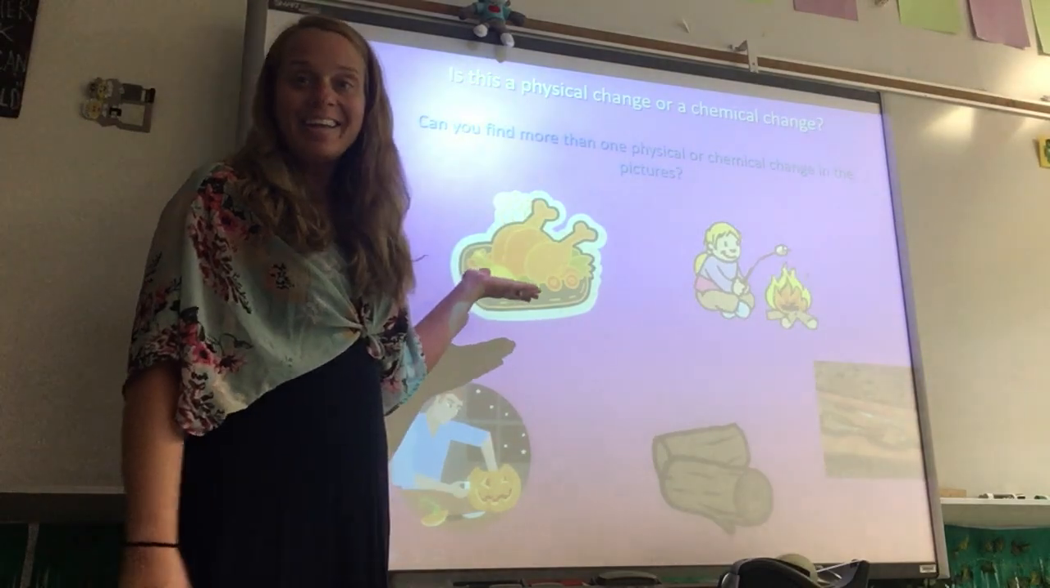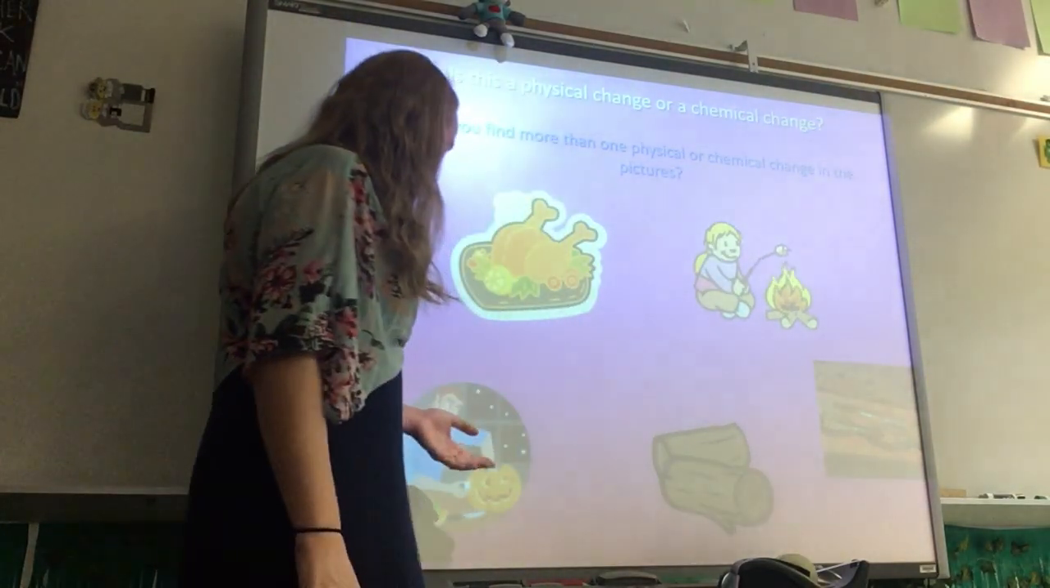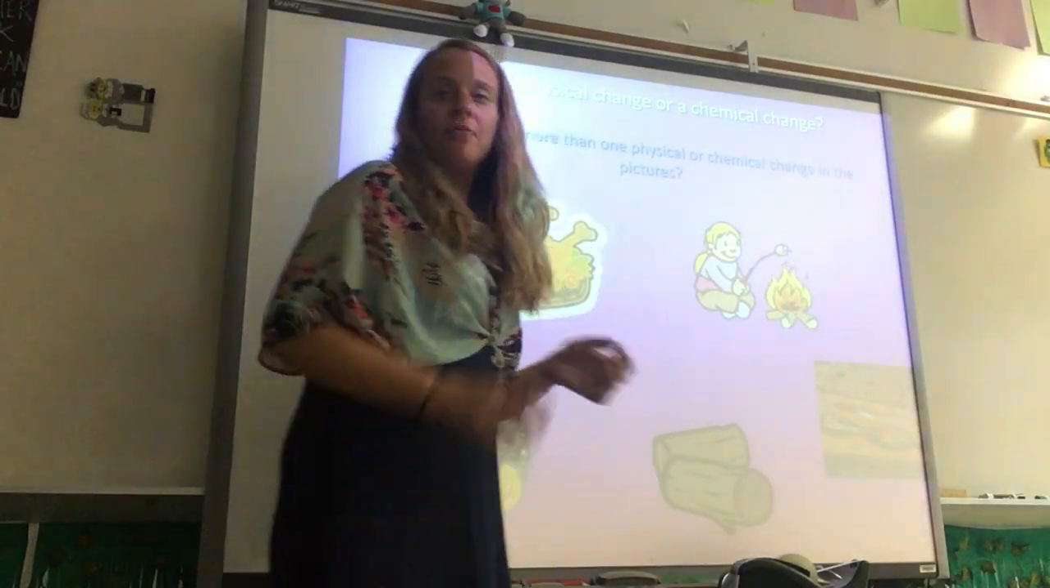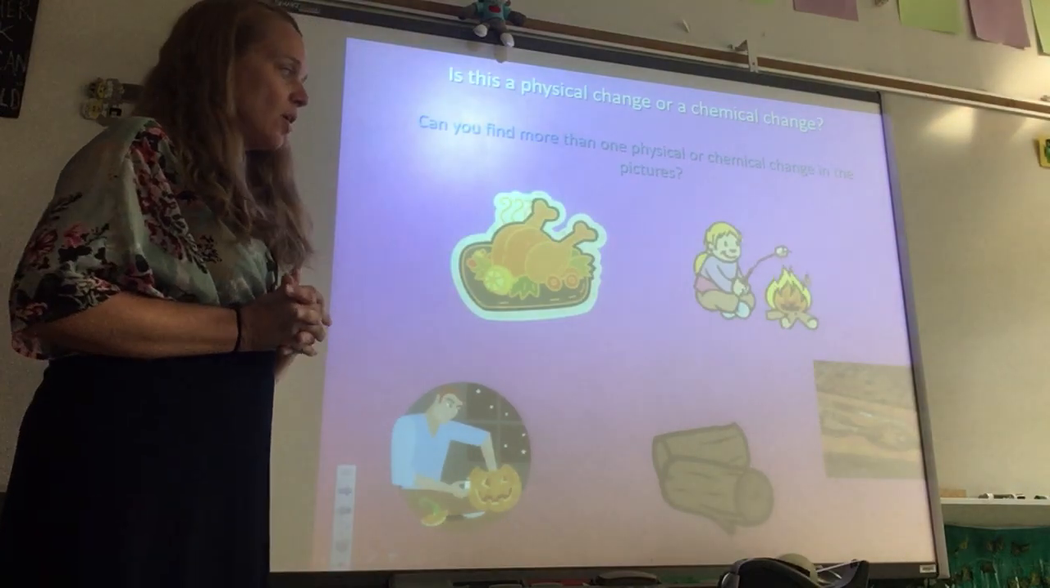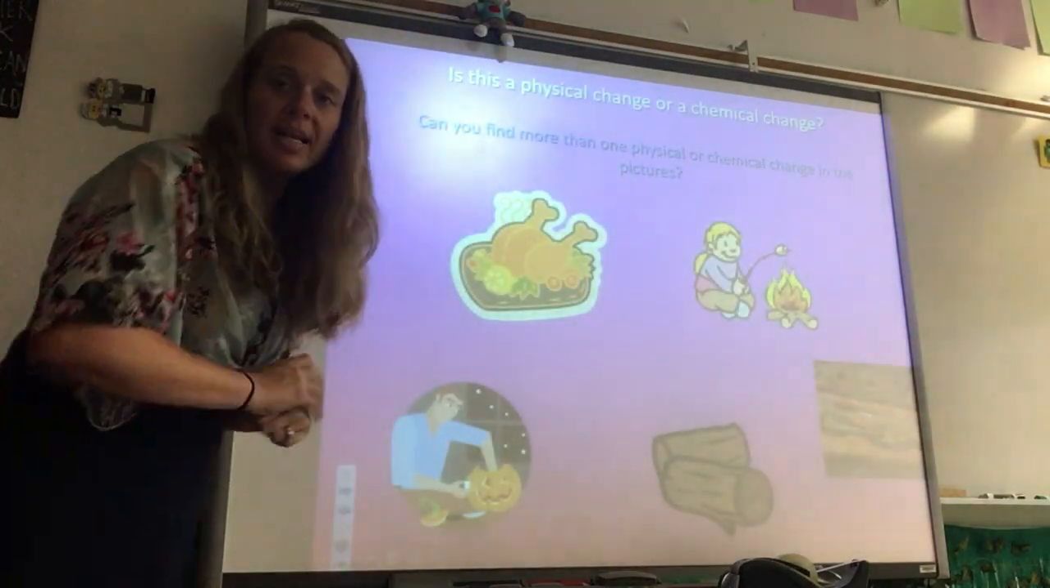Cooking a turkey is on the next slide. Roasting marshmallows. Cutting a pumpkin. And breaking wood in half. Okay, what do you think each of those are? This last picture is more rusting, and we just covered that. Go ahead and pause and answer to yourself.